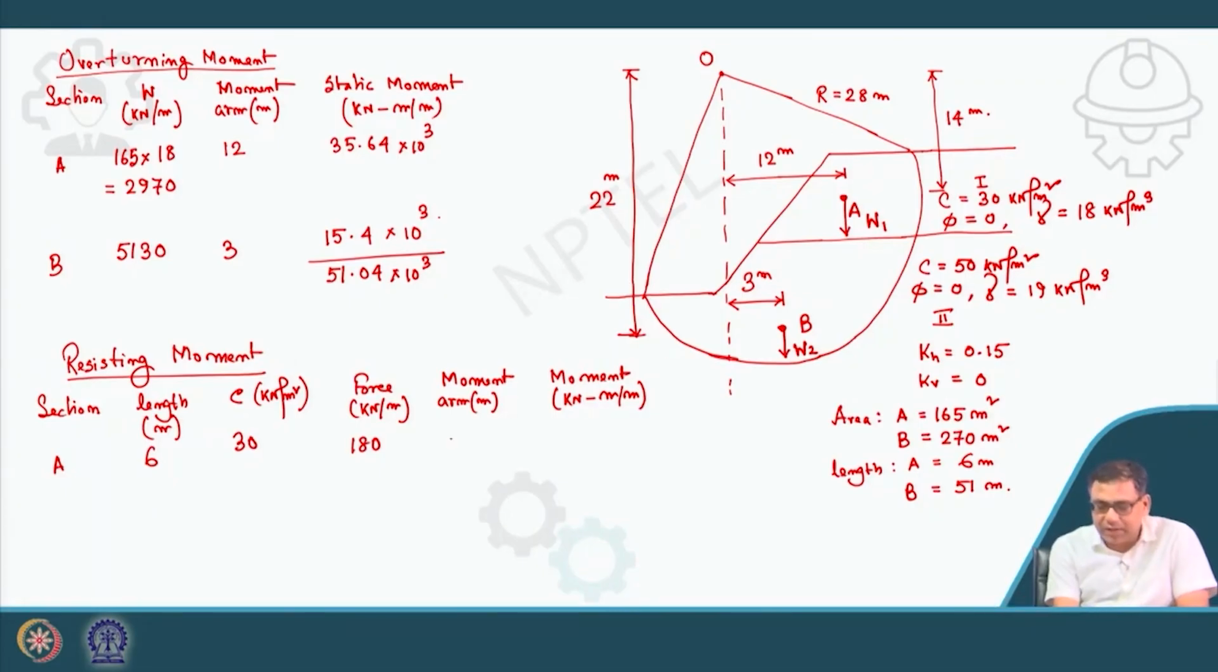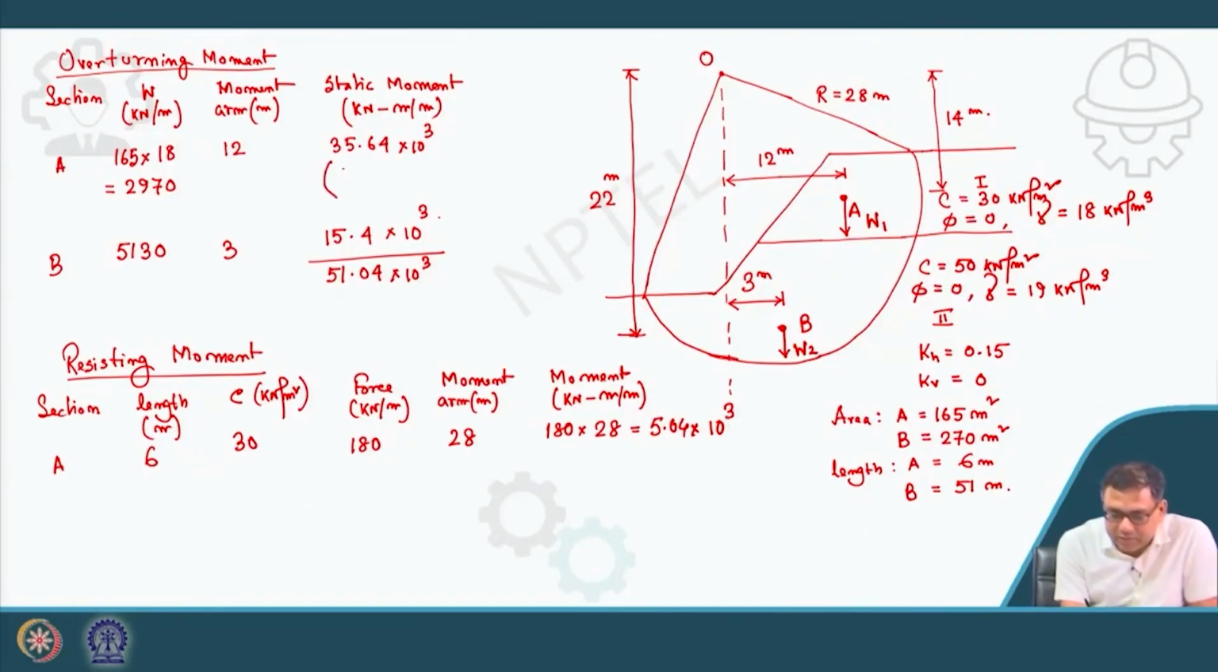Now the moment, if I take the moment with respect to O, so this is a circle and this is the radius. So the moment arm will be the radius of the circle, that will be 28. So the moment will be 180 into 28. So this is equal to 5.04 into 10 to the power 3. Clear? Here similarly, this is 2970 into 12 actually.